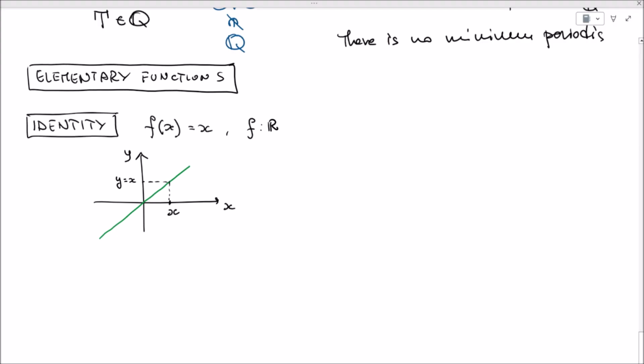Of course we are considering now this function to be defined from R to R. So this function is an odd function, and this is again easy to see because if we pick minus x, we have just minus x here. So we can check that f of minus x is just equal to minus f of x, and it is also strictly increasing.